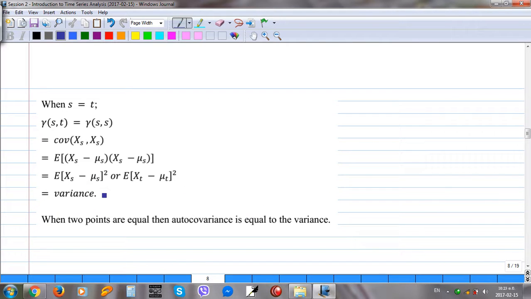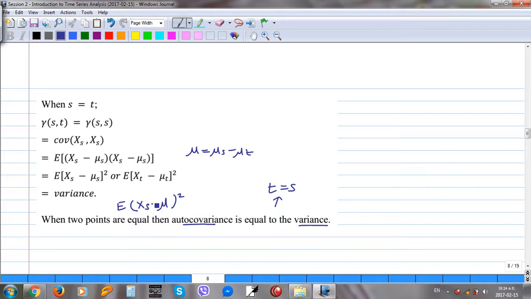If you take mu equals mu s equals mu t, then this is the variance, so you can write the expectation of x s minus mu, squared. When the two points are equal, the autocovariance function equals the variance. If t equals s, the autocovariance automatically converts into the variance in this way.